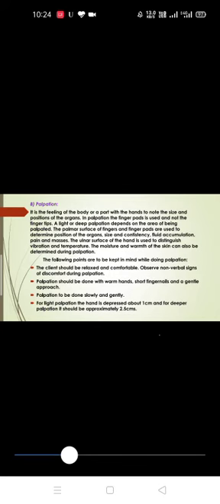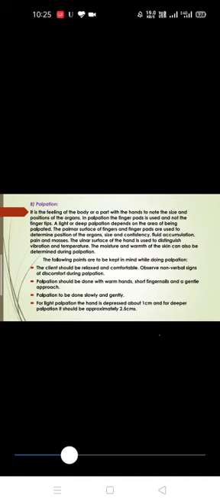Clear? And while doing palpation, you have to always use your finger pads, not the fingertips, okay? You won't do the palpation with the fingertips, but you will just do it with the finger pads. The following points are to be kept in mind while doing palpation. First, the client should be relaxed and comfortable. Observe non-verbal signs of discomfort during palpation. Second, palpation should be done with warm hands, short fingernails, and a gentle approach.